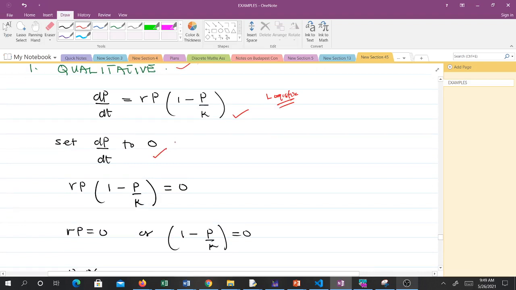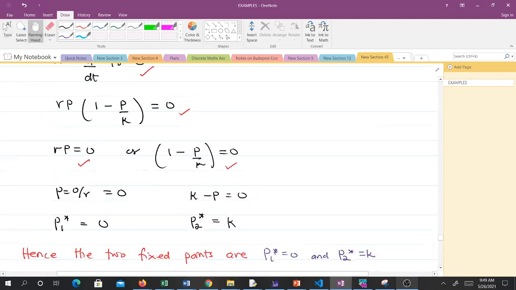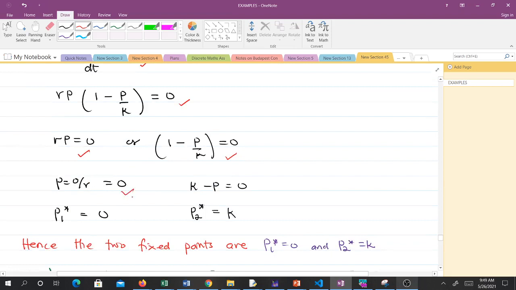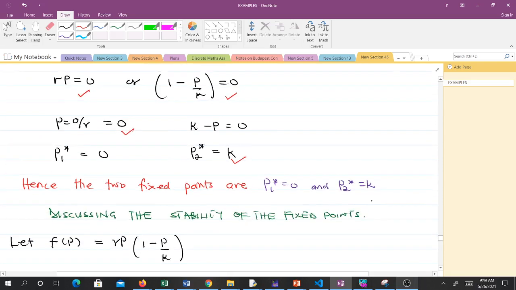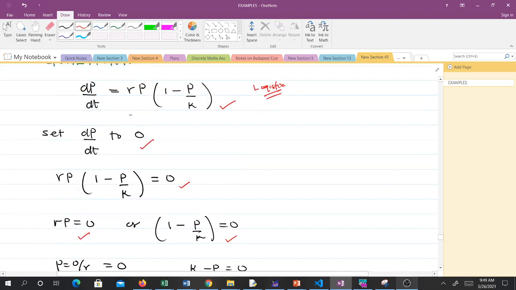And that will give us rP times (1 minus P over K) is equal to 0, right? And here we can say that rP is 0, or 1 minus P over K is 0. So when you solve for P here, you get 0. And when you solve for P here, you get K. So it means you're going to have two fixed points, 0 and K. Right, those are the two fixed points. So now what we are going to do is discuss the stability of these fixed points to know which of them is stable and which of them is not. So to do that, we had this to be the right hand side of our model.